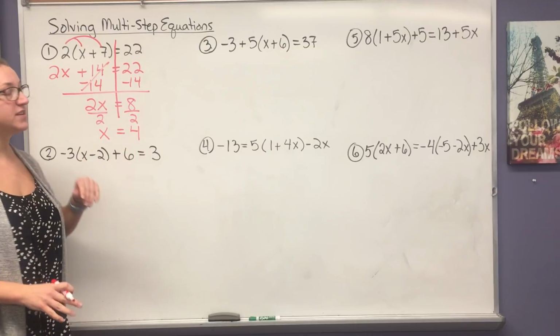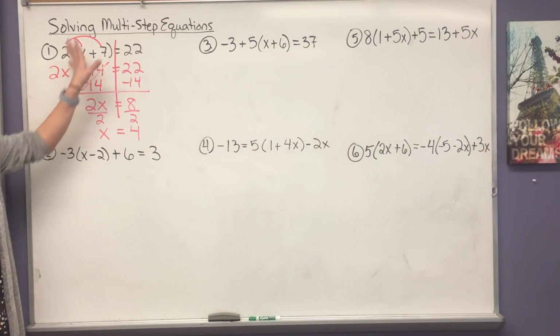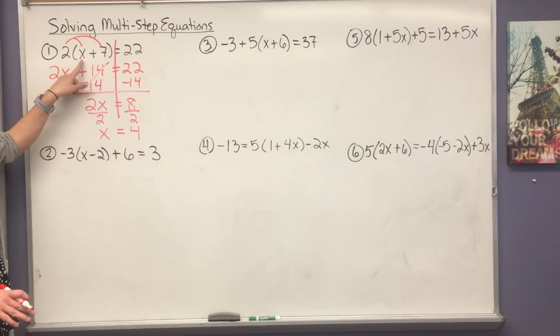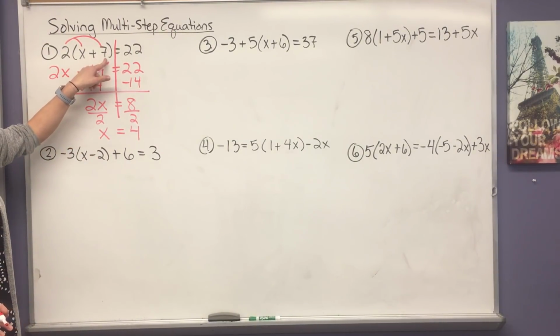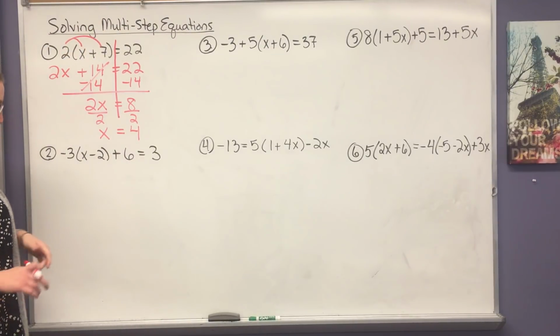I can double check this if I'd like by plugging in 4 to the original equation and seeing if my left winds up equaling the right side. 4 plus 7 is 11, times 2 is 22. It does in fact check out.